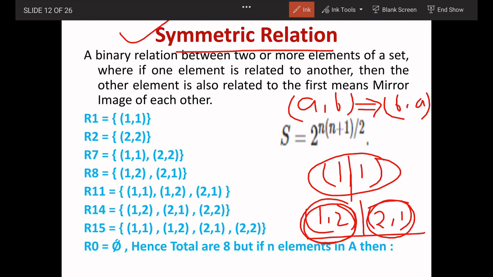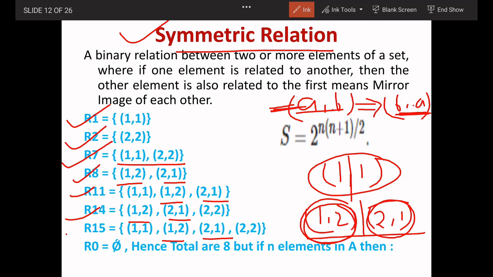I think you understand. So now, if this is available, then this must be there. If it is not available, no meaning. So R1 is a symmetric relation, R2 is a symmetric relation, R7 is a symmetric relation. R8 is a symmetric relation. 1 2 is here, then 2 1 is here. Then 1 2 is here, 2 1 is here. So every such one is symmetric also. So R11, R14, R15. So out of a total of 16, there are a total of 8 that are symmetric.